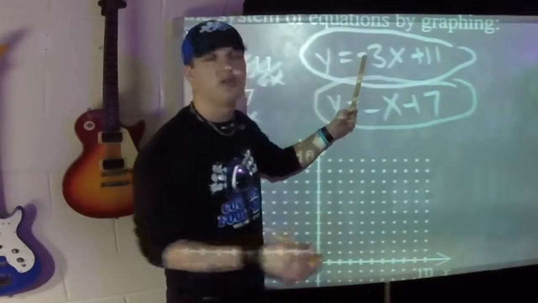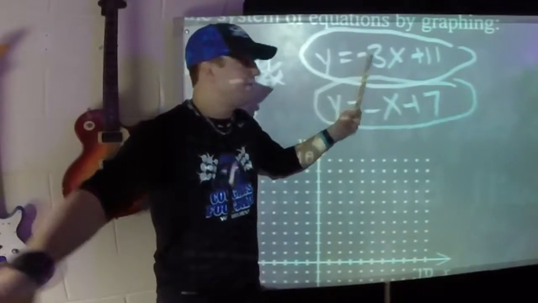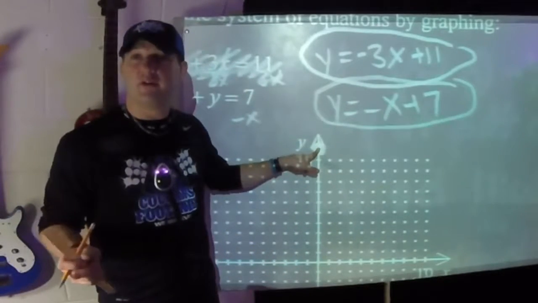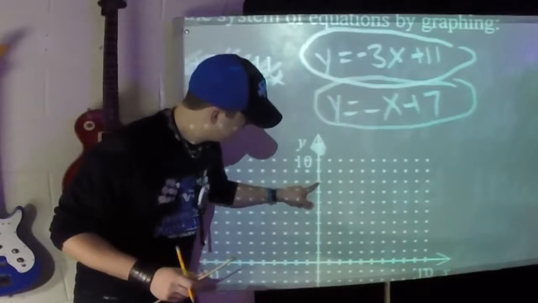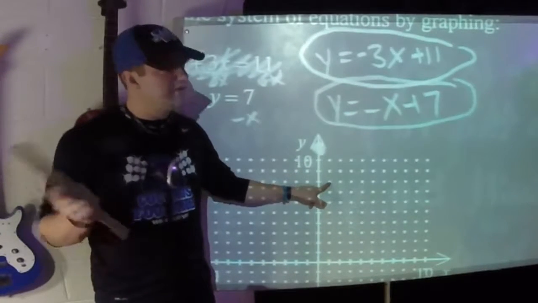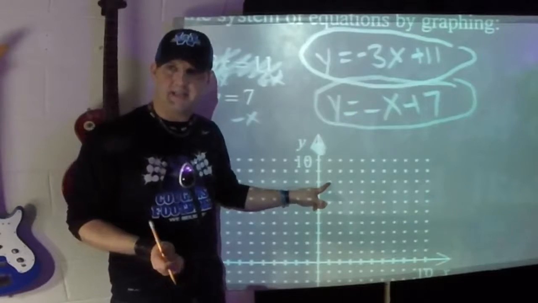Negative 3, which is negative 3 over 1. Which means I'm going to go from this dot down 3 and over 1. Go down 3, right 1, put a dot.